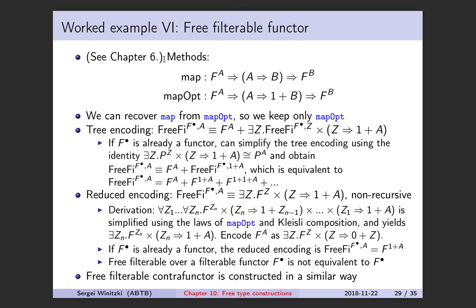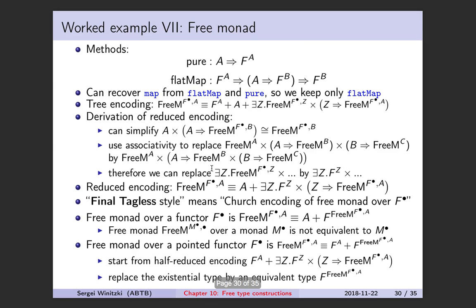The filterable type class was explained in chapter 6, and I do the same for a free monad and the free applicative. I make a note that what people call these days a final tagless style of programming, it is nothing more than the Church encoding of a free monad over a constructor f.